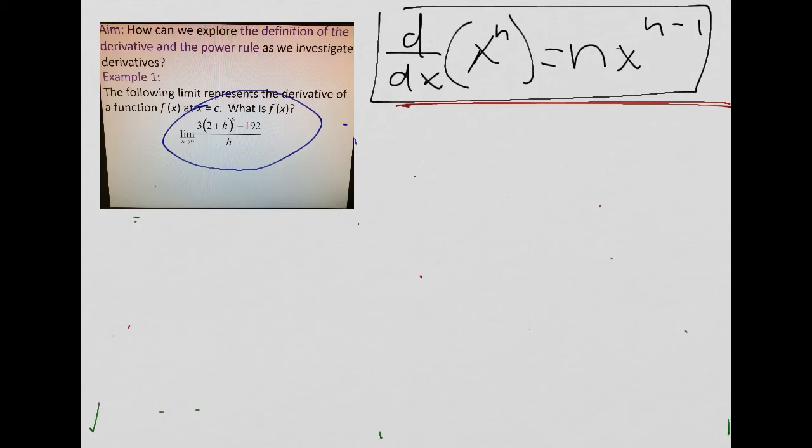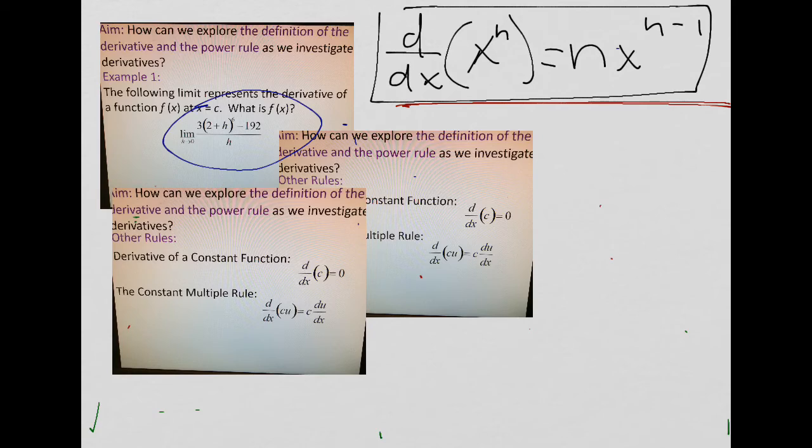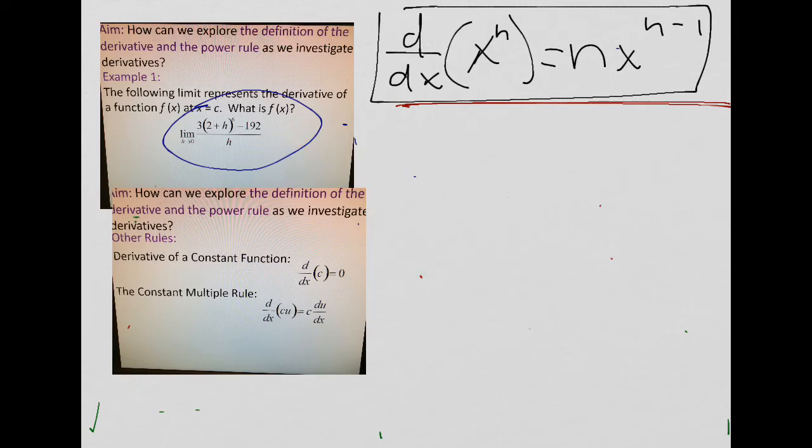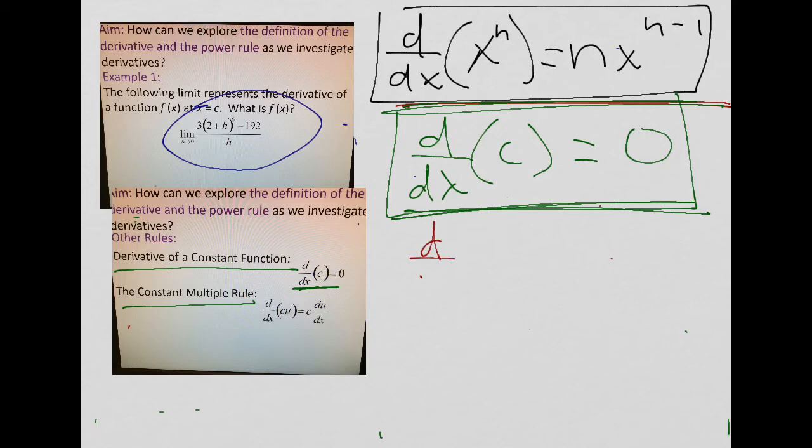And let me add some more. So you're going to see things pop up here more than once. The other rules: if you have a derivative of a constant function, because x is to the 0 power, if you apply the power rule, you're going to end up with 0 as your answer all the time. So this is just something that you can memorize as well. The constant multiple rule is another one that you can memorize.